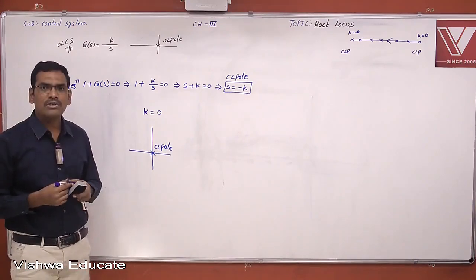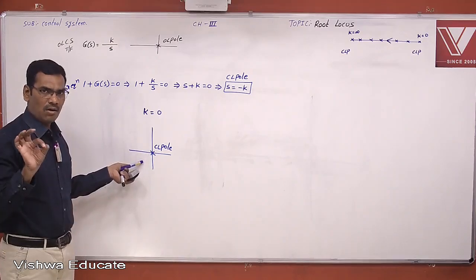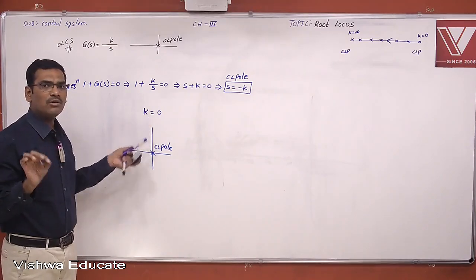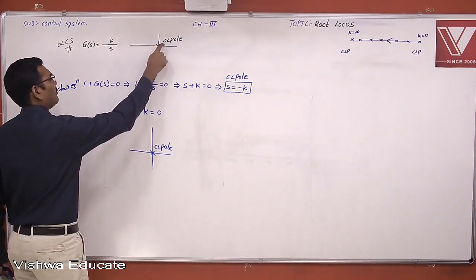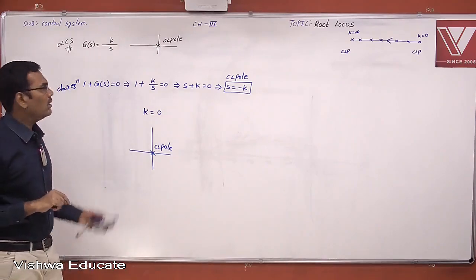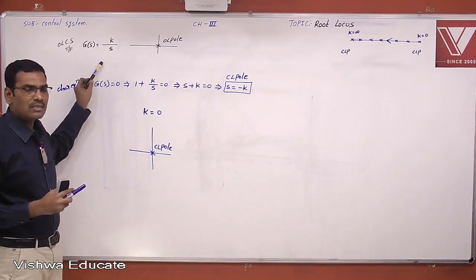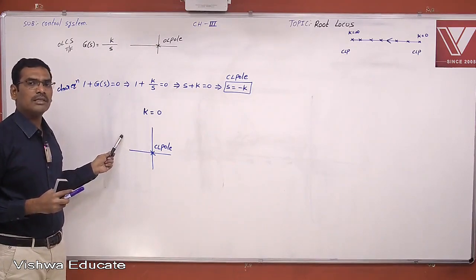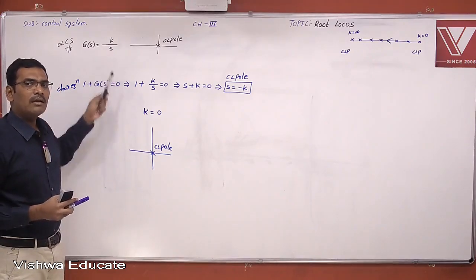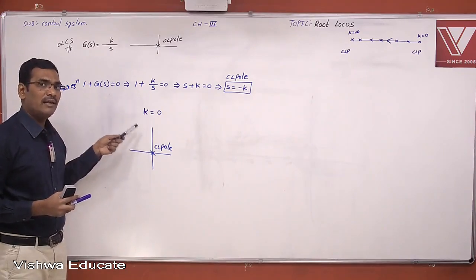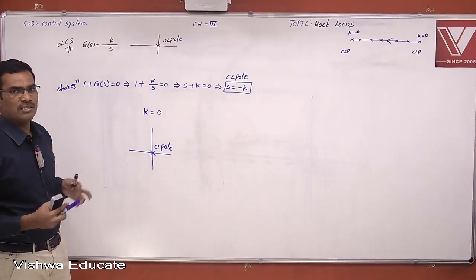Now I am asking one question. When k equal to 0, the closed loop pole is at the origin. Is it right or not? Will it be exactly the same as its corresponding open loop pole or not? This is the open loop control system, and this is the corresponding closed loop control system. The closed loop pole is at the origin when k equal to 0, and its corresponding open loop pole will also be at the same location or not?